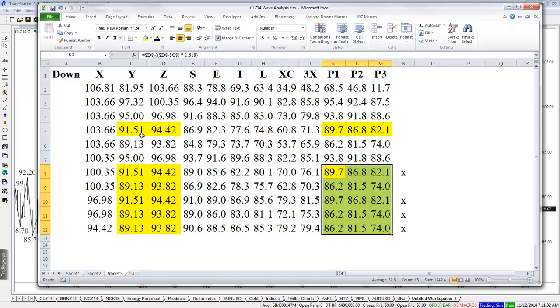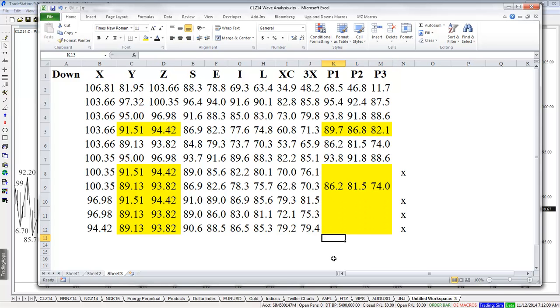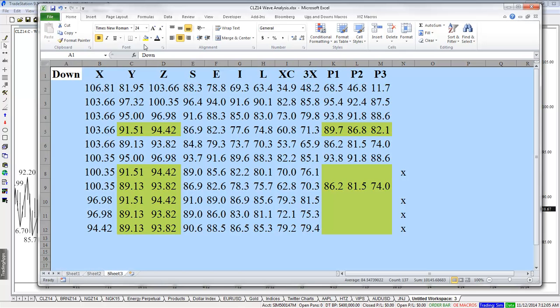Okay, so we can see here where this wave, the YZ is 91.51, 94.42, that's the same with these few waves down here, and they have the same projections. And then here we have our 89.13 and 93.82, so they have the same projections. We want to take these out because we don't want to double or triple or quadruple count them when we're actually going through and looking for confluence points. So I'm just going to delete those altogether. You can mark them out however you want. I'm just going to take them out altogether.